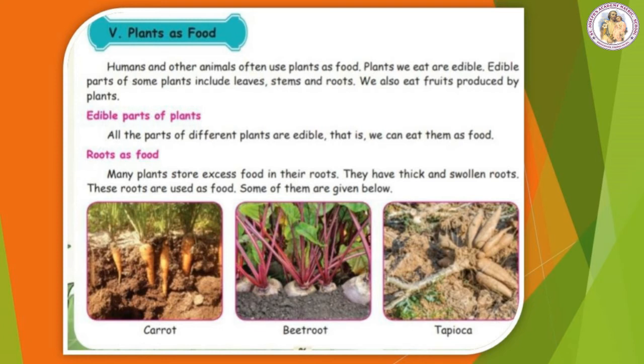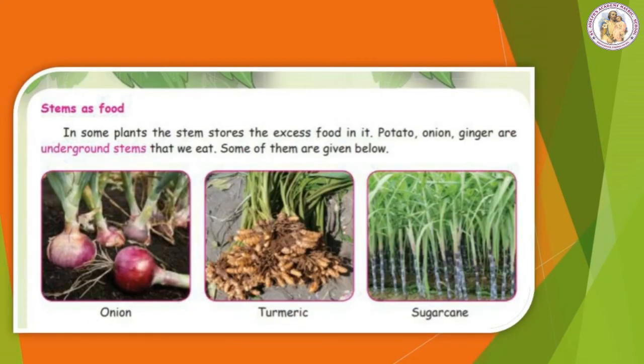Roots as food. Many plants store excess food in their roots. They have thick and swollen roots. These roots are used as food. Some of them are given below: carrot, beetroot and tapioca. Stems as food. In some plants, the stem stores the excess food in it. Potato, onion and ginger are underground stems that we eat. Some of them are given below: onion, turmeric and sugarcane.